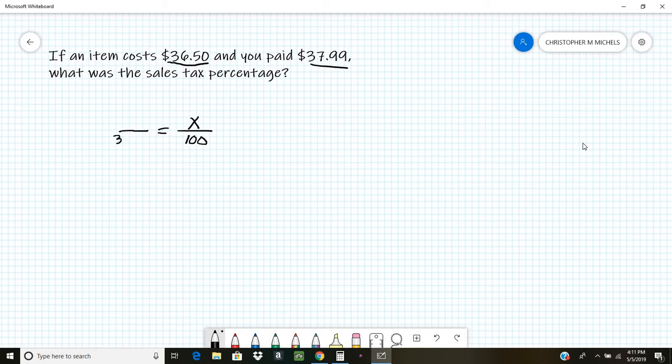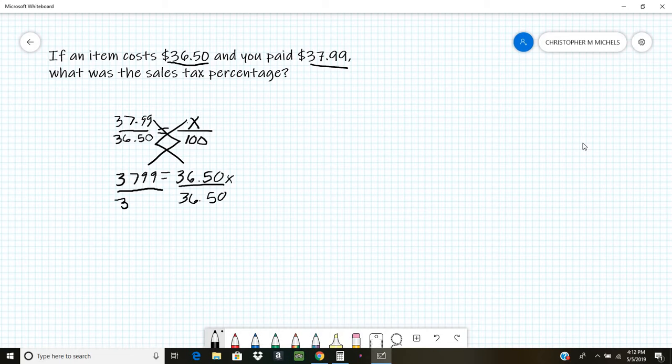So $36.50 goes across my 100. And a lot of people want to put the small number over the big number, but remember, it's where it started, not where it ended up. So we put $37.99 on top, and we cross multiply. So that gives me 3,799. We do X times that, that's 3650X, and divide both sides by 3650.